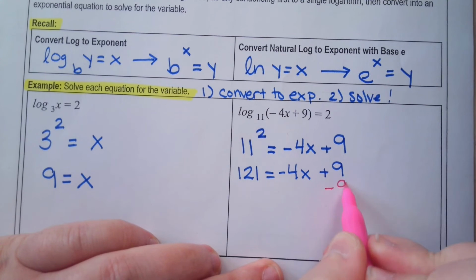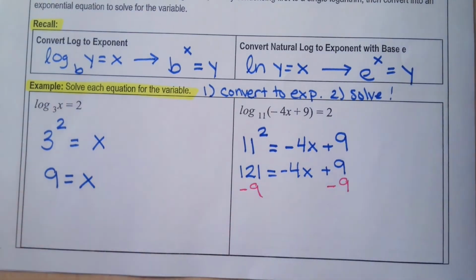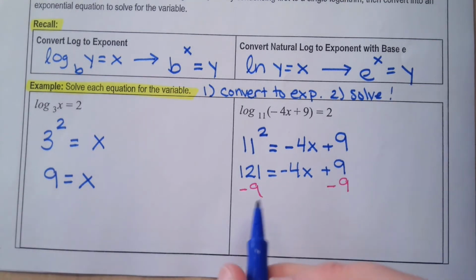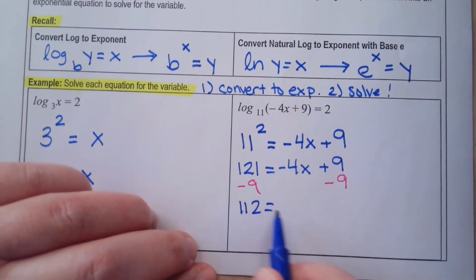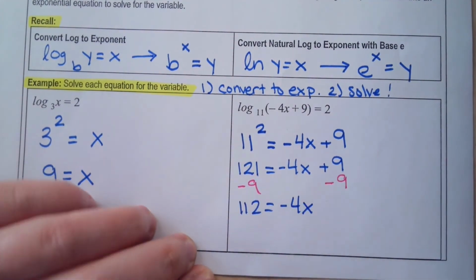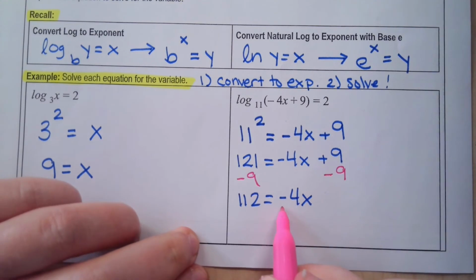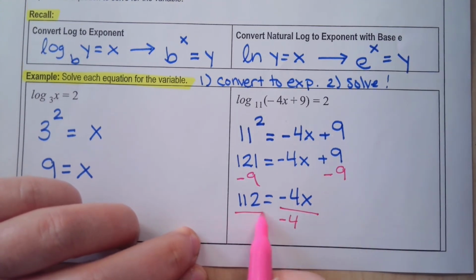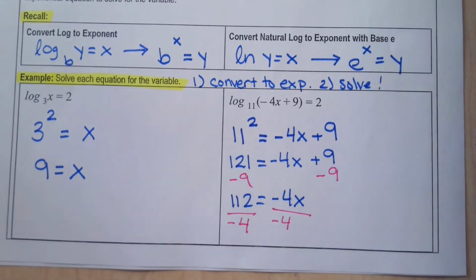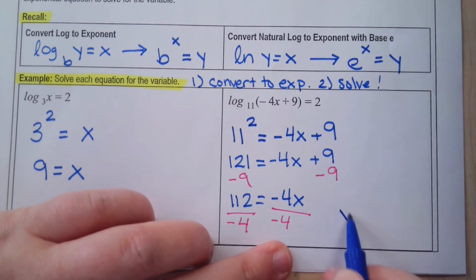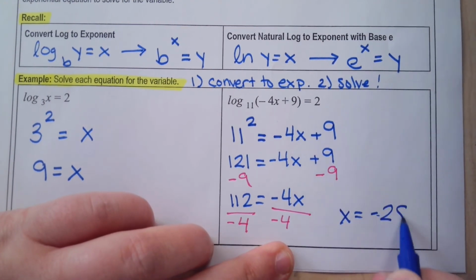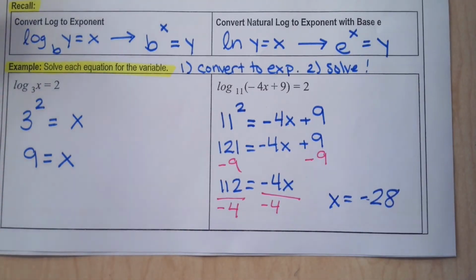Solve for x. Subtract 9. And 121 divided by 9. Nope, not divided. 121 minus 9 is 112. It's equal to negative 4x. Divide by negative 4. And we get x is equal to negative 28.